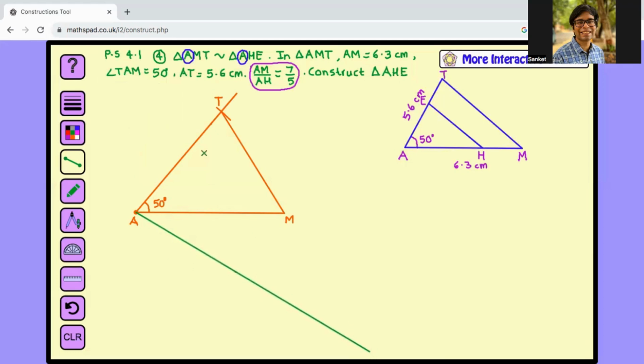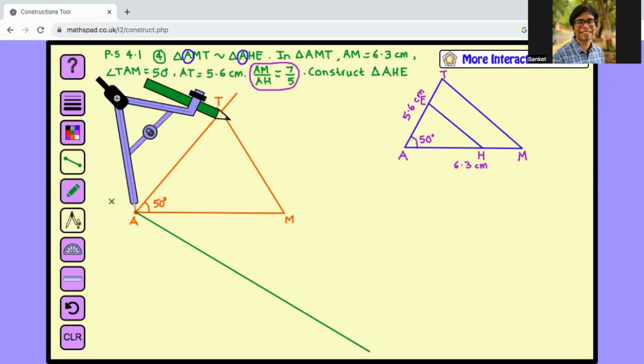And extend the line. Now I need to mark some number of parts on this line. And how do I decide how many parts I mark? How many marks do I make on this line? It is going to be determined by the bigger number in this ratio. So the ratio is 7/5 and the bigger number is 7. So I need to mark 7 parts on this line.